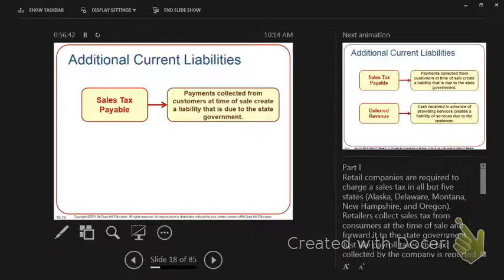That tax is not theirs. They cannot include it in their sales. They could not put it anywhere but sales tax payable. When do they pay that tax? Usually the next question. It depends again on the size of the company.